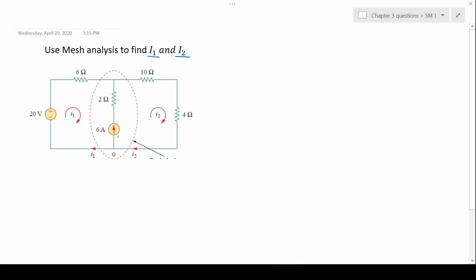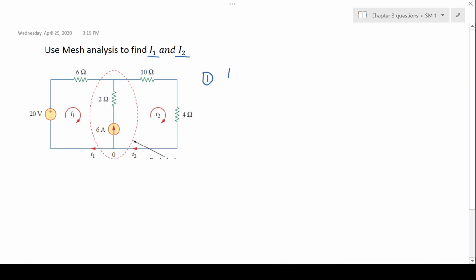And the procedure to work the circuit out would be first to remove the current source and any resistor connected in series with it that form the supermesh, and do a KVL in the supermesh. And then secondly, we would do a KCL at one of the nodes connected to the current source forming the supermesh. So let's start with step one.